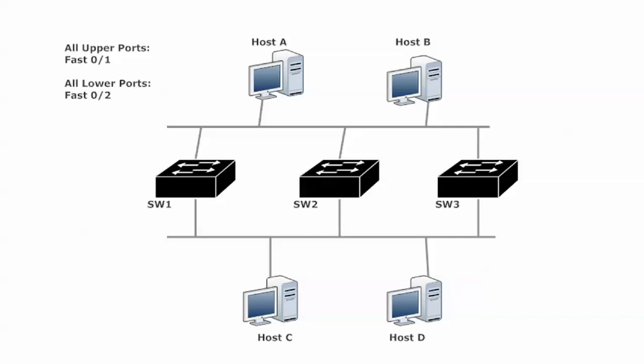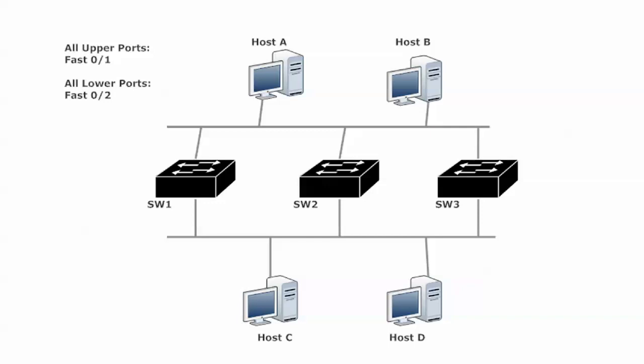Then what's going to happen is the frame that's going from A to C, the switches won't have an entry for host C either. So what do we have? We have an unknown unicast frame, and that frame is treated just the same as a broadcast. It's going to be flooded. So switch 1, switch 2, switch 3 all flood that frame out onto their 0/2 ports.